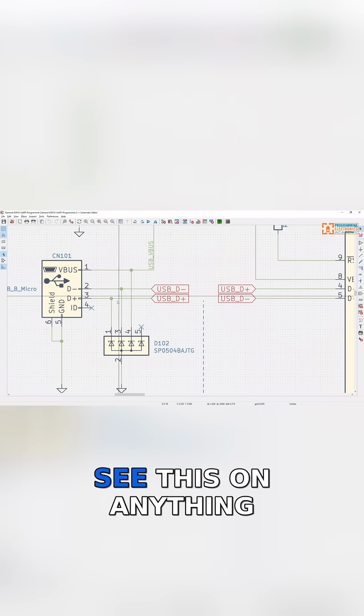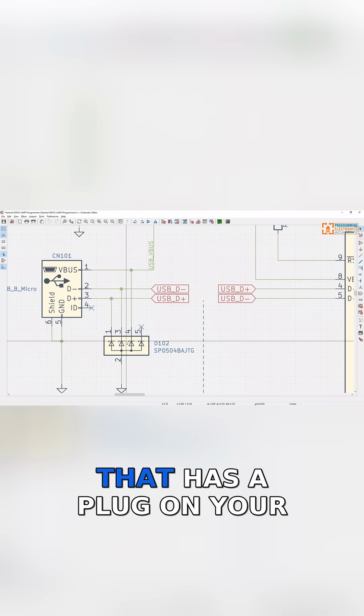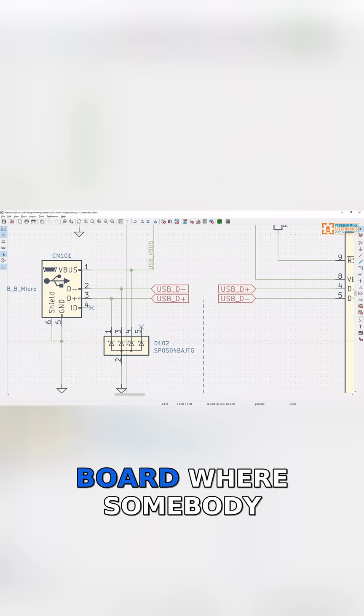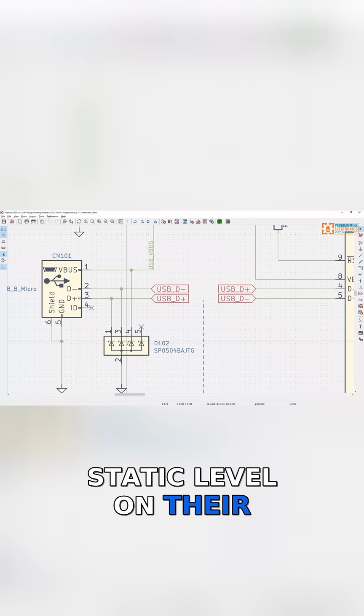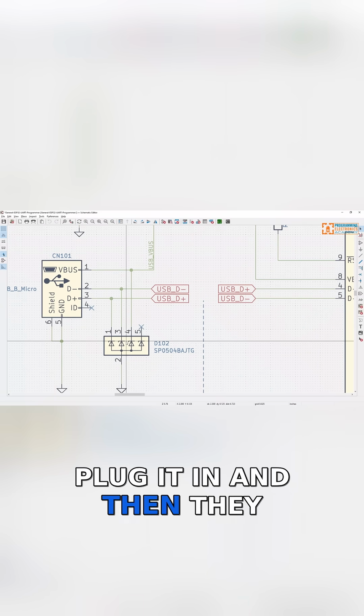And it's very common to see this on anything that has a plug on your board, where somebody could be sitting there with a cable and a high static level on their person, and then they plug it in and then they zap the device.